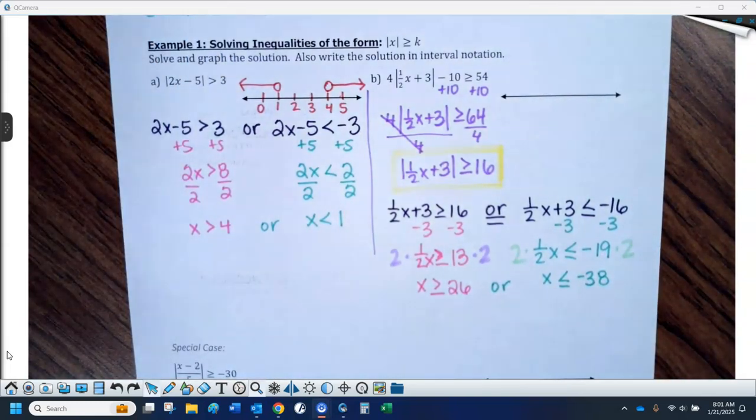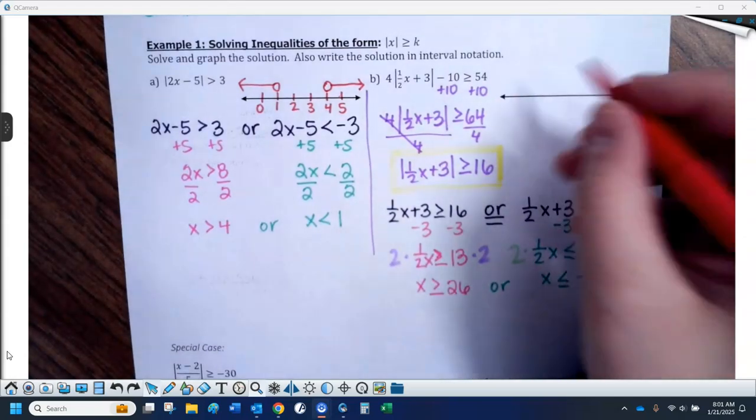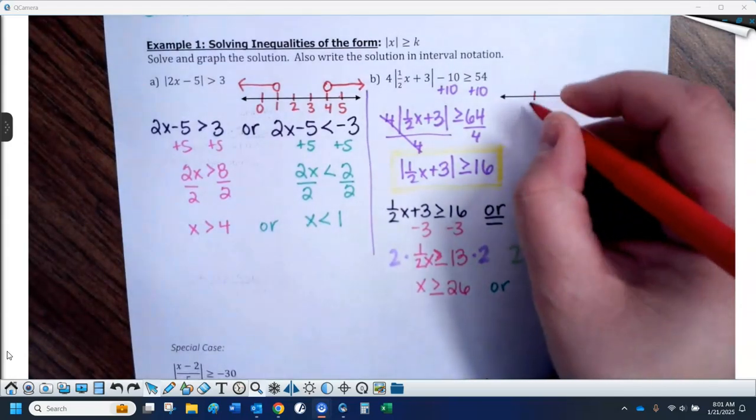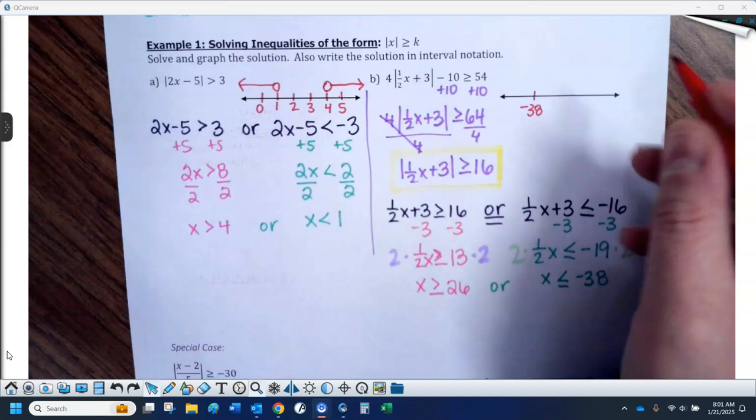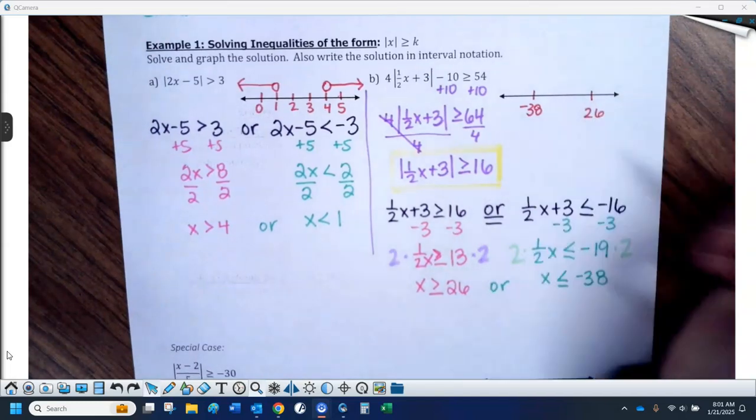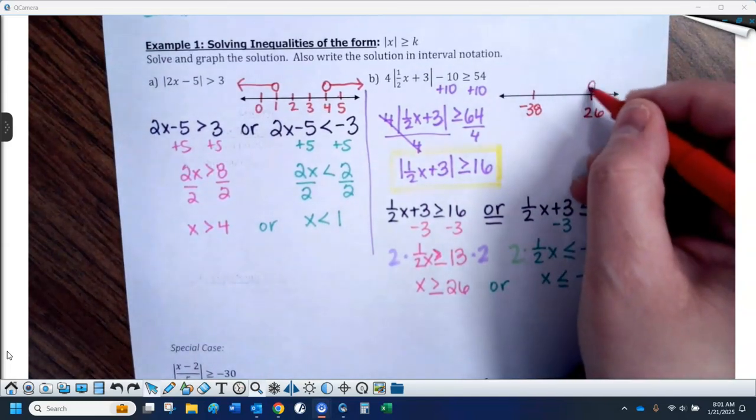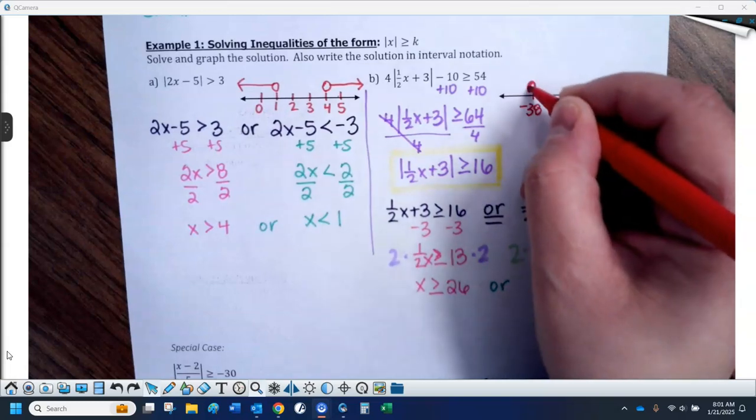This is an or statement. They should point away from each other. So just go up to the lovely little number line up here. These are not spaced out right, so I'm going to put negative 38 somewhere on the left, positive 26 somewhere on the right. Both of these would be filled in circles.